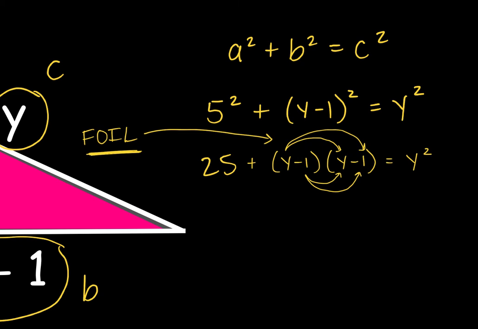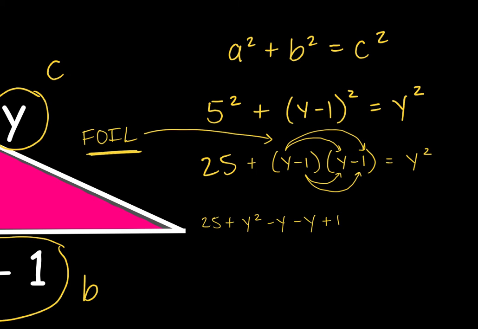This is old algebra. Okay, so we've got 25 plus the y times y, which is going to give us y squared. The y times -1 will give us minus y. The -1 times y will give us minus y. And the -1 times -1 will give us plus 1. Now, if you are completely lost at this point, do not freak out. We will do more problems like this.